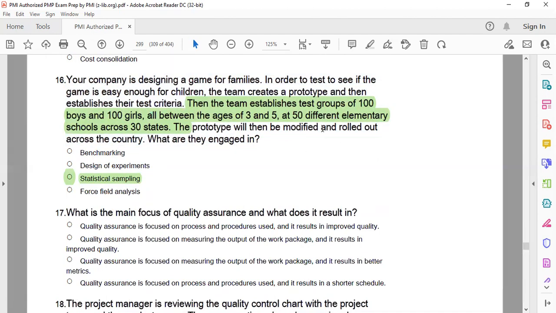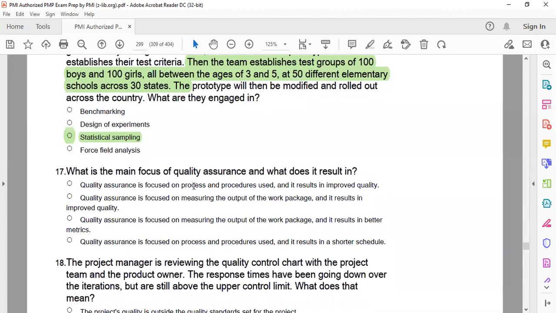Look, the prototype will then be modified and rolled out across the country. They didn't add anything or something to make a change, a proper change in the prototype.